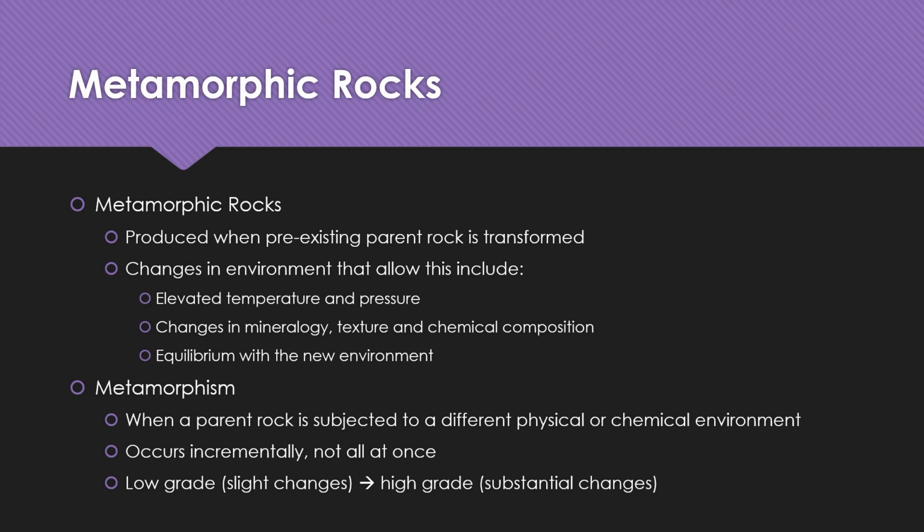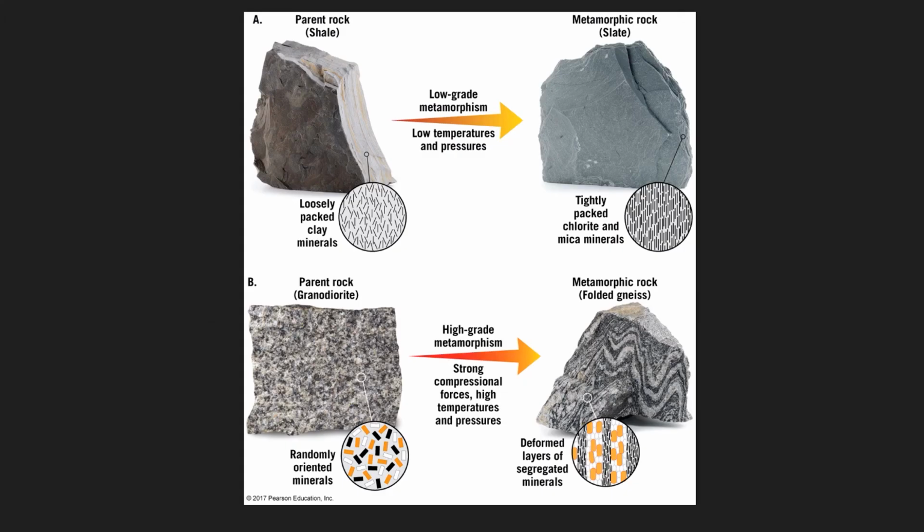So here's an example of low-grade metamorphism, where we're going to have shale as a parent. It's going to go through low temperature and pressures, and it'll change to slate, which is metamorphic. Slate is also very brittle, so it breaks really easily. But then we have high-grade metamorphism. So here our parent is granodiorite, and we're going to go through strong compressional forces, high temperatures and pressures, and we're going to end up with gneiss. Gneiss looks very nice. It's very well banded, and the deformation causes layers of segregated material rather than just closely packed.